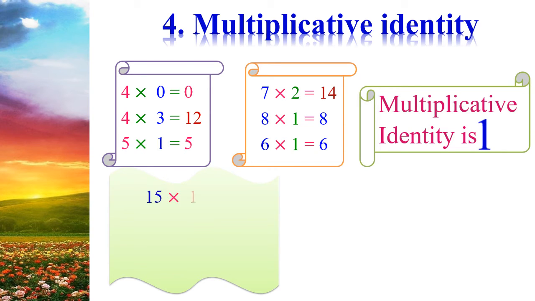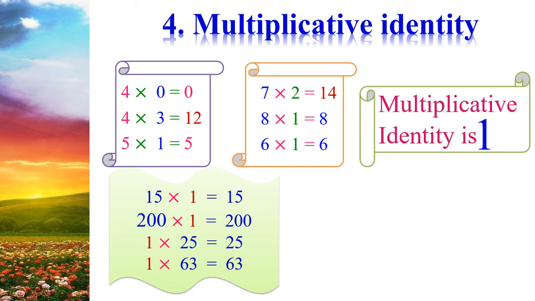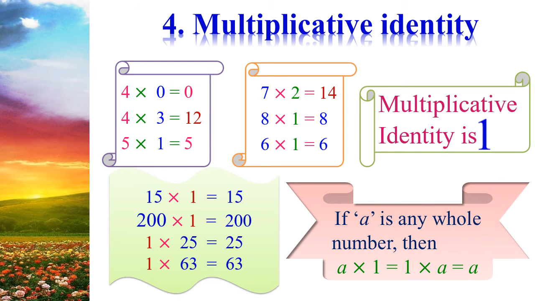Next, 15 into 1 equal to 15. 200 into 1 equal to 200. 1 into 25 equal to 25. 1 into 63 equal to 63. We learn from this, any whole number multiplied by 1, or 1 multiplied by any whole number, gives the same number. Therefore, if a is any whole number, then a into 1 equal to 1 into a equal to a.